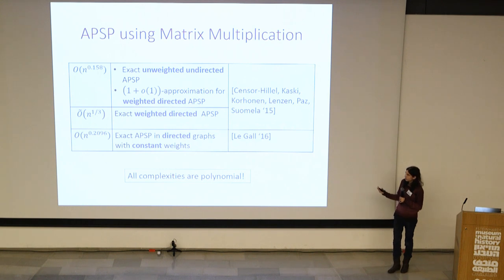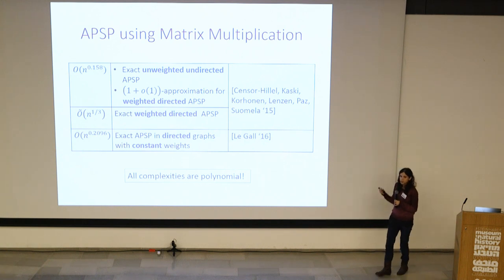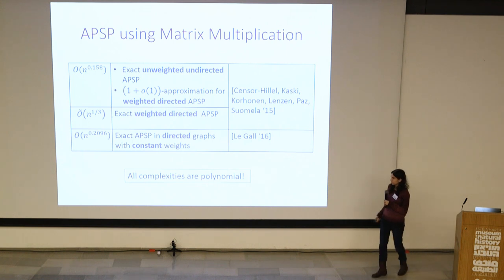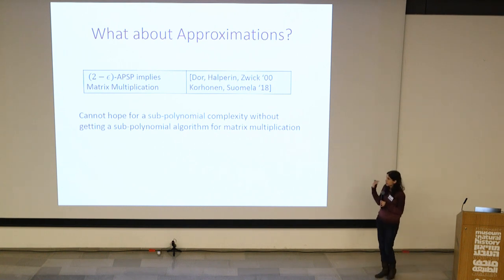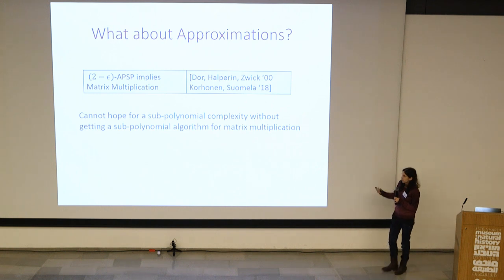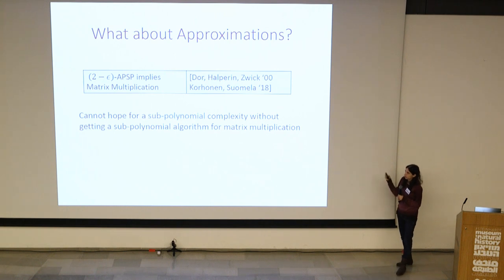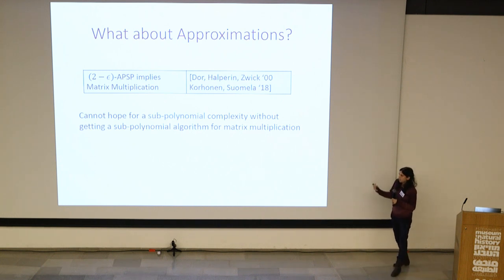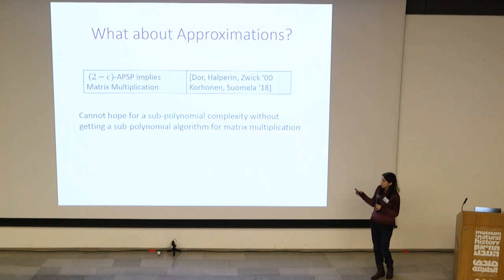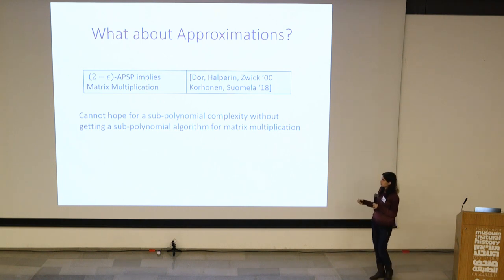And another thing you can notice here is that all these algorithms either solve the problem exactly or give a very good approximation. So what happens if you only want an approximation? Okay, so if we talk about approximation, one observation taken from the sequential setting says that if we can get a better than two approximation for APSP, this actually already solves matrix multiplication. This means that we cannot hope to get a better than two approximation for APSP very fast unless we have a very fast algorithm for matrix multiplication. So we cannot get a subpolynomial complexity for this problem unless we have a subpolynomial algorithm for matrix multiplication, which looks like a difficult task in this model.